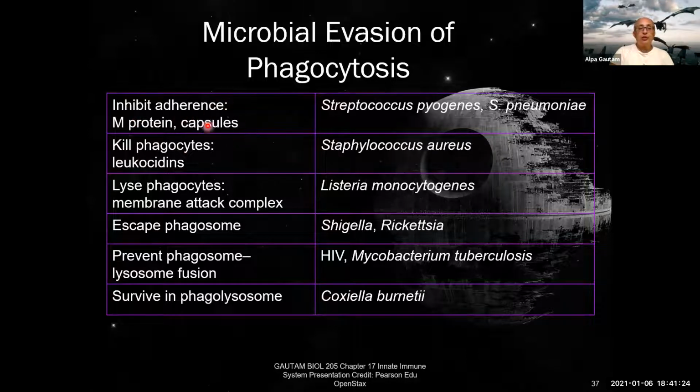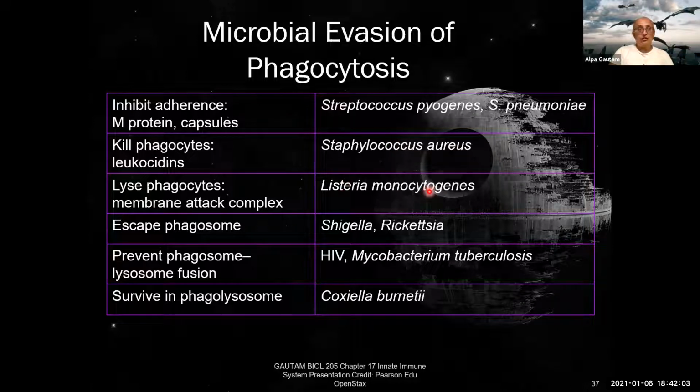They are also encapsulated, so that also makes it difficult to bind to them, adhere to them. Staphylococcus aureus: on our skin, we have Staphylococcus aureus, and on our skin it's not a problem, but once it gets into our body, then it becomes a problem. So what they do is they actually get into the phagocytes. The phagocytes phagocytose them, but then they kill the phagocytes, right? They have leukocidins. So that's why they're pathogenic.